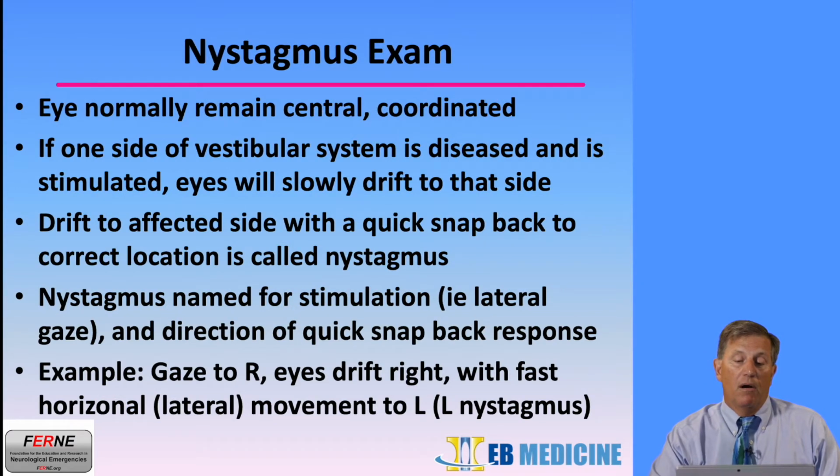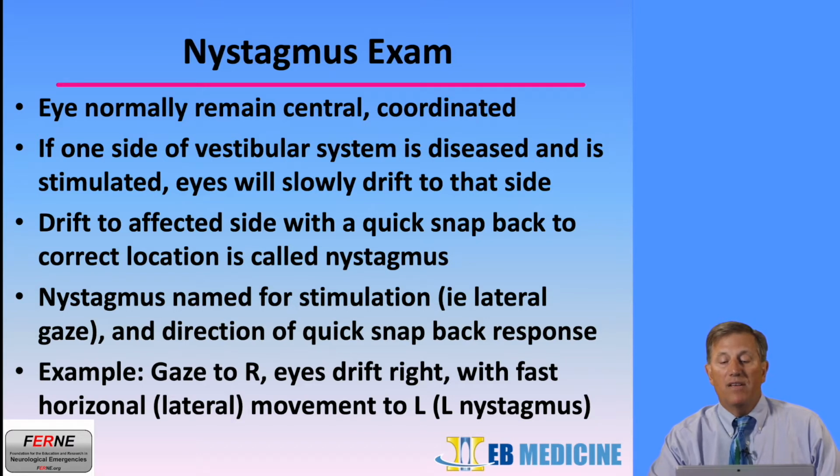Now, the nystagmus exam. Let's talk about it generally. Our eyes normally remain central in our head and they're coordinated to our head movement. If one side of our vestibular system is diseased and is stimulated through gaze, our eyes will slowly drift to the side that is diseased and stimulated. And the drift to the affected side will cause us to have a quick snapback response to correct the location, and that's called nystagmus. So, if our left vestibular system is diseased and sick, our eyes may drift to the left. And in order to accommodate our head movement and to keep us from being dizzy, we have nystagmus snapping our eyes back centrally. So the drift is toward the diseased side, and the snapback is to try to bring our eyes back to a central position.